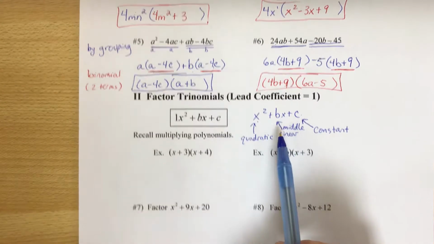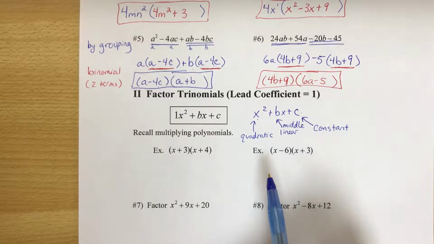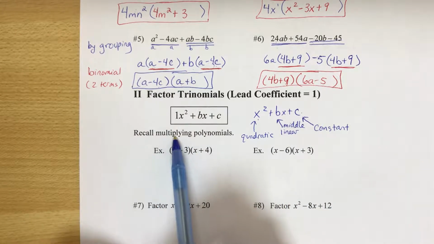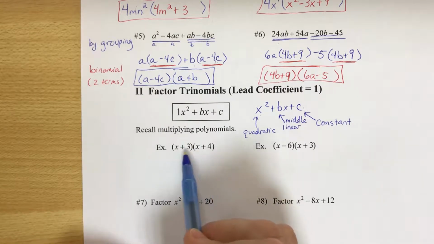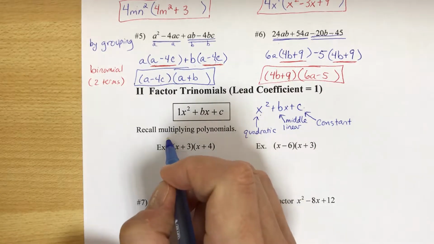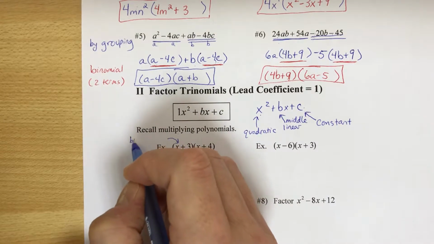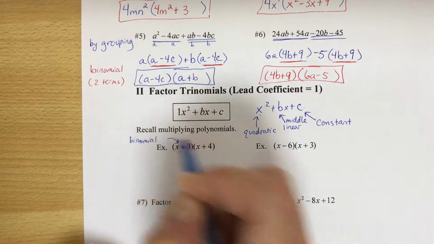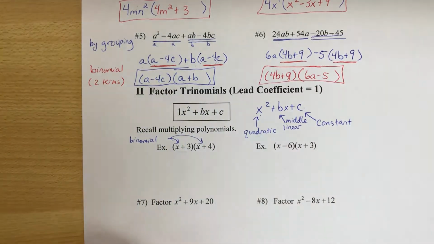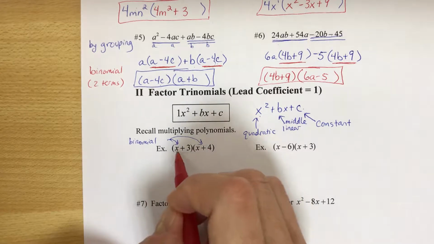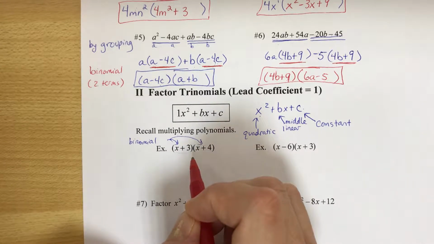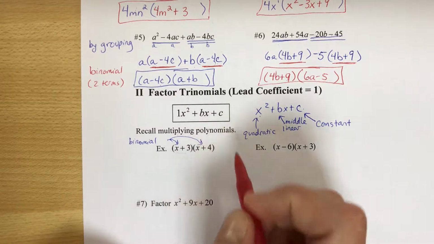We have 3 terms. Now, before we do factoring, let's go back to multiplying. If we multiply 2 binomials, bi means 2. Okay, so x plus 3 is a binomial, and x plus 4 is another binomial. Now, to multiply this, what we do is we distribute. I call it double distribute, but you may have learned FOIL, F-O-I-L, first, outside, inside, last.